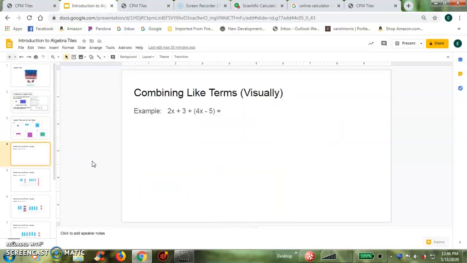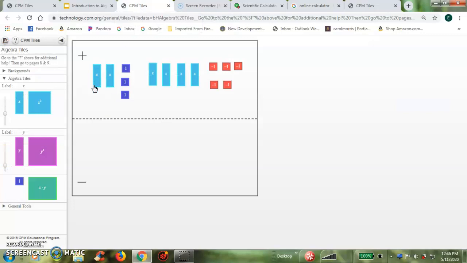What we're going to do is we're going to work on 2 combining like terms problems. One is going to be an addition problem, this one here, and one is going to be a subtraction problem. Okay, so I have set up this one right here. It is 2x plus 3 plus 4x minus 5. So note that I'm thinking about the minus 5 as 5 negatives.